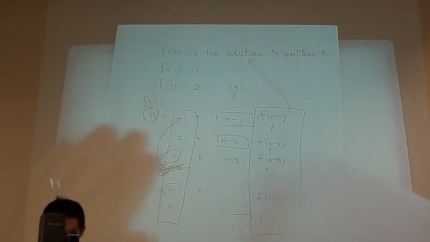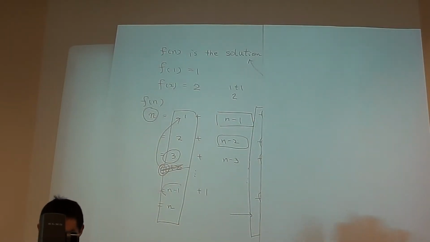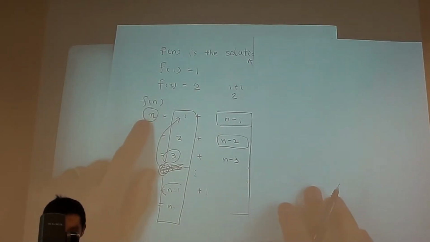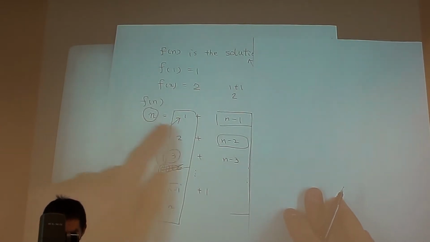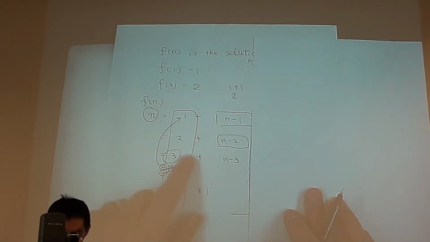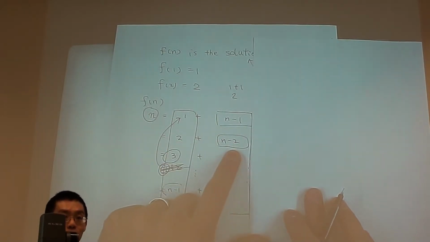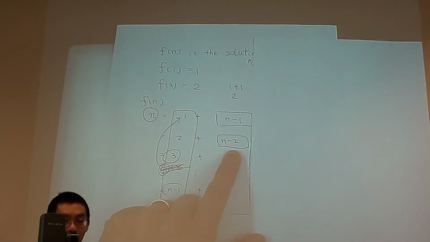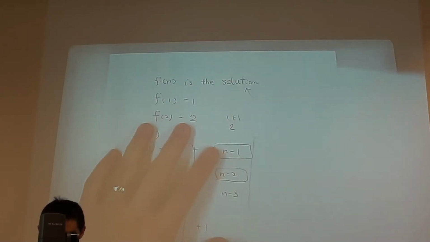Okay, so this is a partition. N is 1 plus n minus 1. Do you agree? Does everybody agree? Or n is 2 plus n minus 2. Do you agree? There's no trick. I'm not playing any trick. Now the question I'm asking is, how many ways can I partition n?